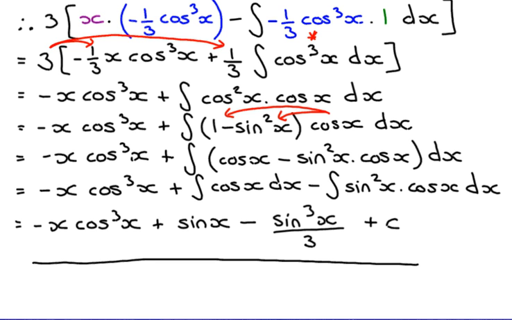Sure, that one was quite a tricky one, but don't forget this little trick. If things just aren't working, replace the cos cubed x with cos squared x times cos x, invoke your identity so you can split it, and you can then do one by inspection.